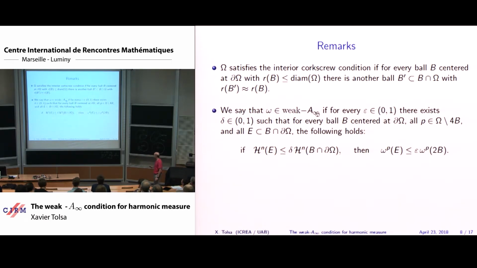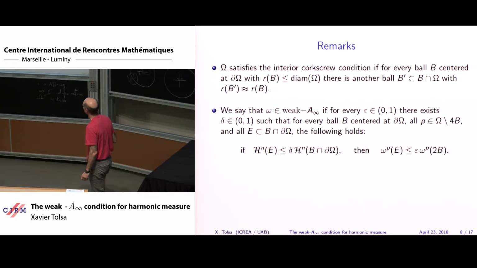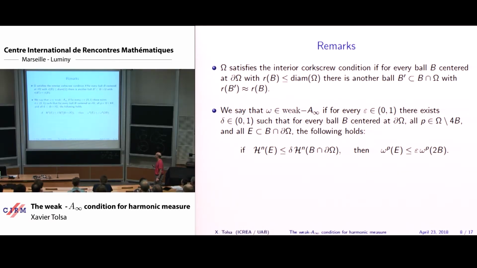So we say that omega is in weak A infinity if this holds. For every epsilon between 0 and 1, there exists some delta between 0 and 1, such that for every ball B centered at the boundary, and for any point P far from the ball, and every set E contained in the ball intersected with the boundary, this holds. This is the typical A infinity condition, with Hausdorff measure here and harmonic measure here, but with a 2 here. And these two make a very big difference.